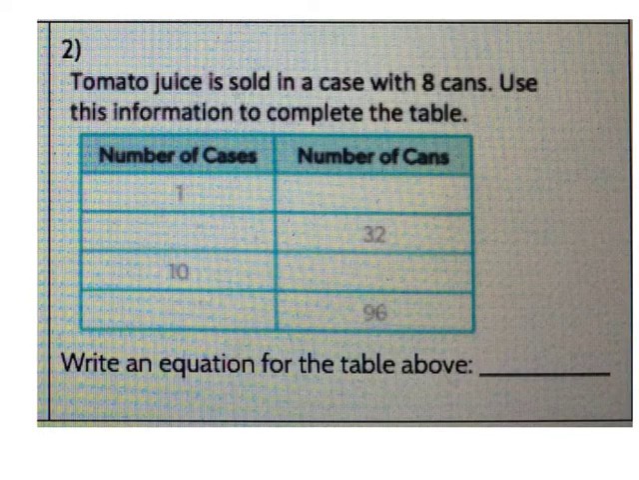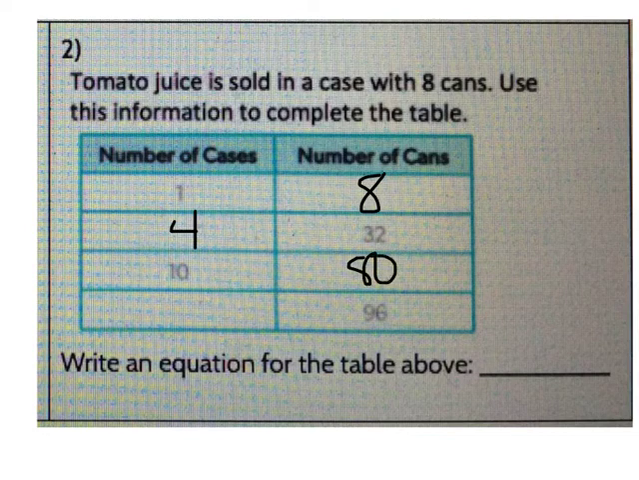Tomato juice is sold in a case with 8 cans. Use this information to complete the table. Well, I see that the number of cases is 1. When there is 1 case, how many cans are there? 8 is correct. When there are 32 cans, there would be 4 cases. 10 cases would be 80 cans. When there are 96 cans, there will be 12 cases.